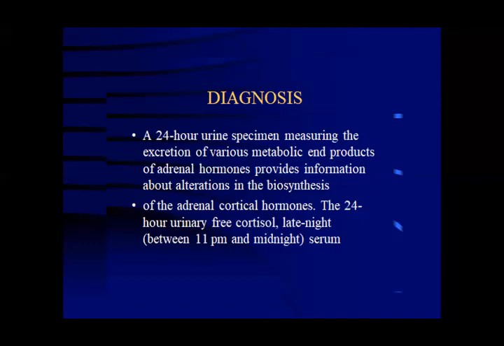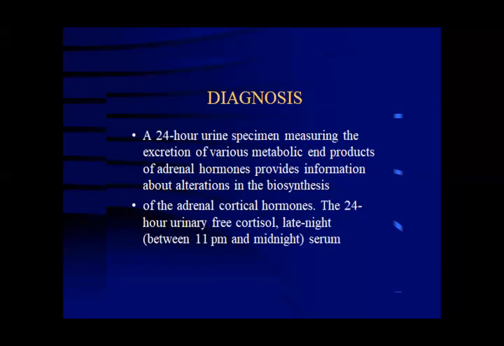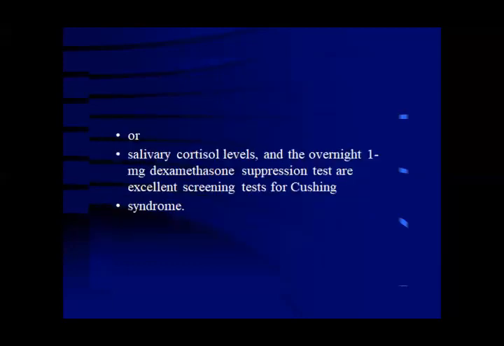Number two is late night serum or salivary cortisol level, between 11 p.m. and midnight. This is the time where the cortisol level is at its peak. The salivary cortisol level and the overnight 1 milligram dexamethasone suppression test are excellent screening tests for Cushing syndrome.